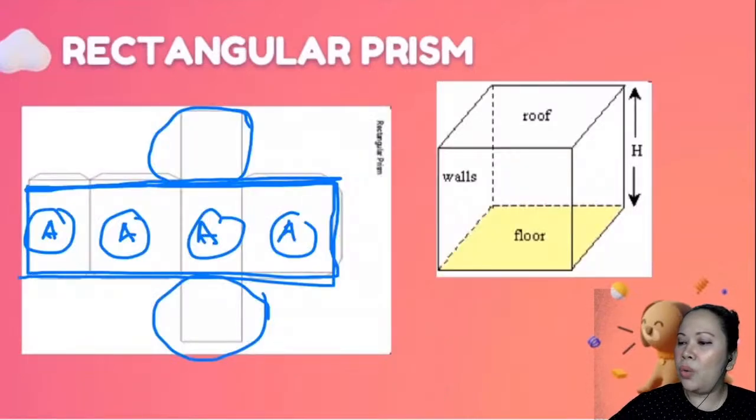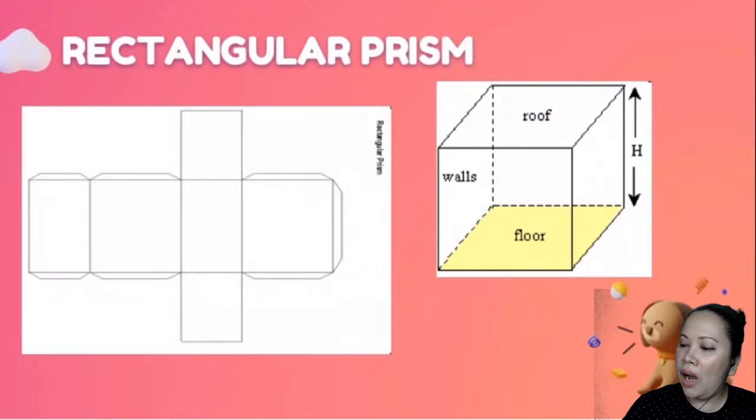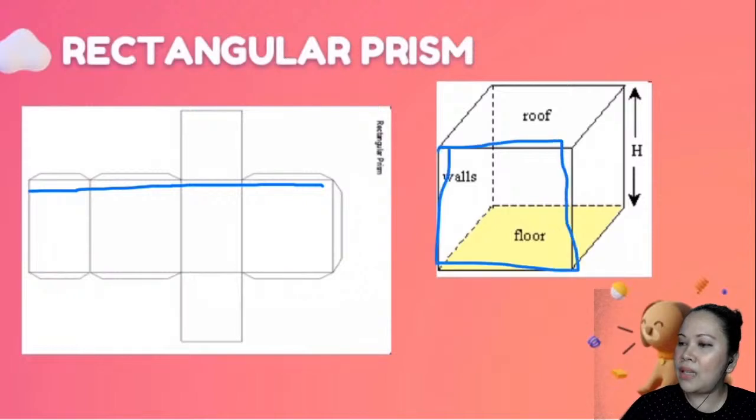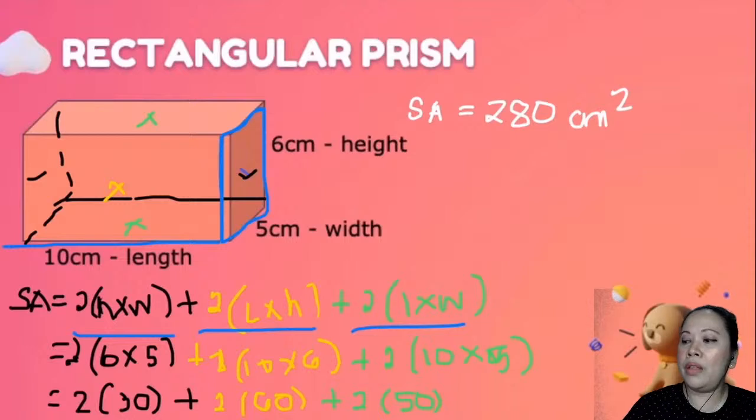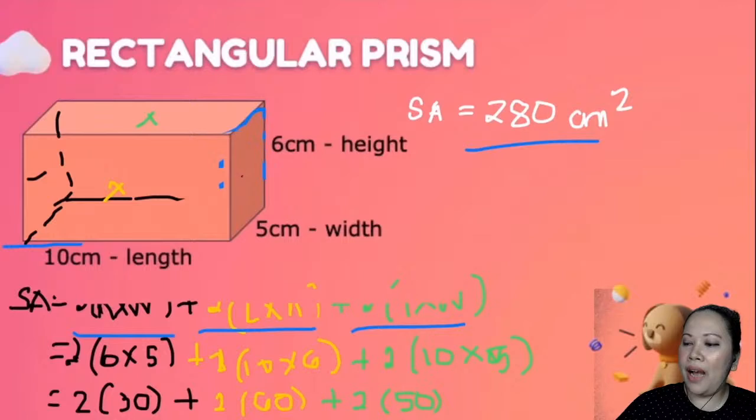Going back, we just add the measurement of this side. If I spread it out, the measurement of this side is the measurement of all the sides here. So all you need to do is add all the measurements of the cross-sectional area. Going back to this, please do remember that the surface area is 280. Let's try to solve it in a faster, easier way.